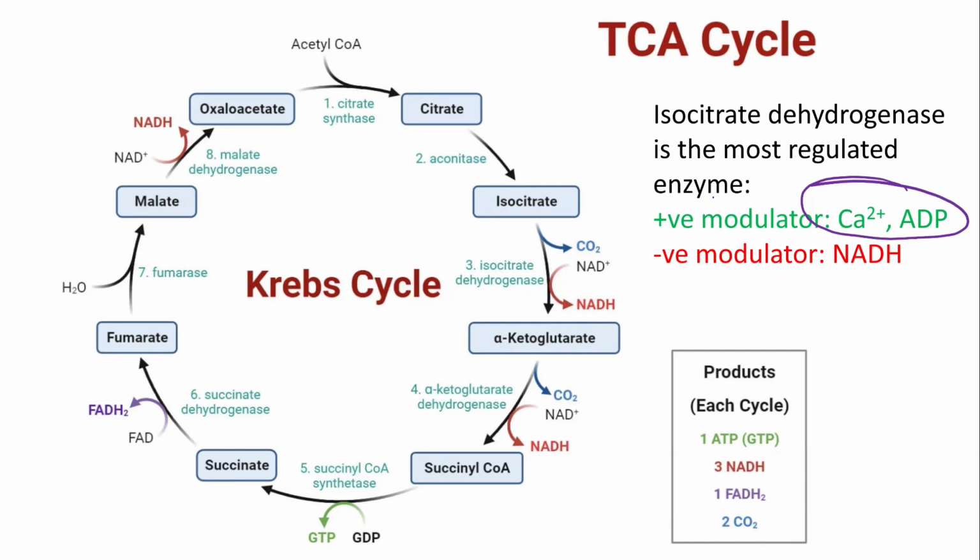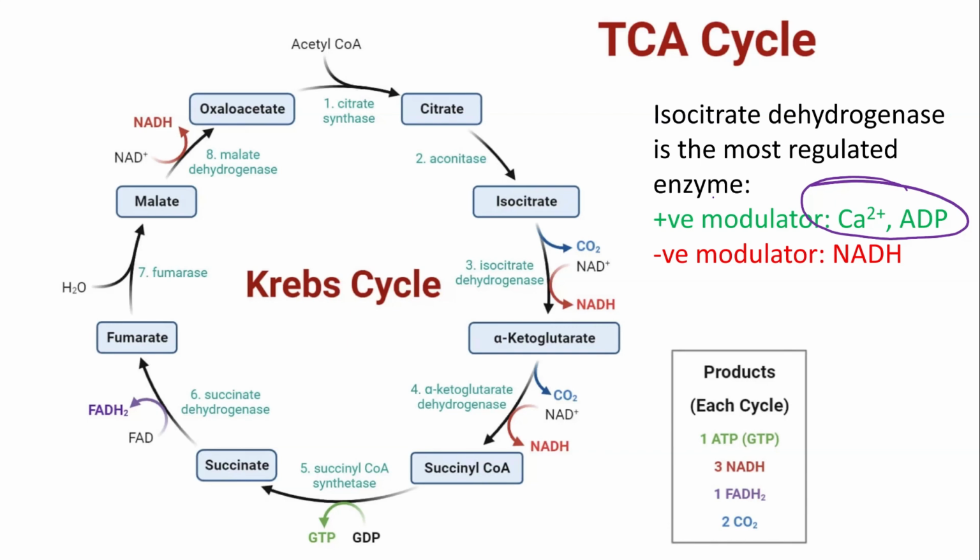That's it. You don't need to worry about anything else. There is no extra information here. It is just another enzyme. Whatever explanation is there for PDC, for calcium and ADP as positive modulators, it is the same for the TCA cycle also. Only thing is the enzyme is different. That is isocitrate dehydrogenase. Okay. So that is the point.